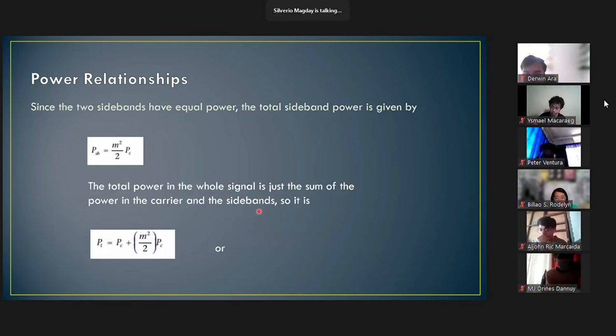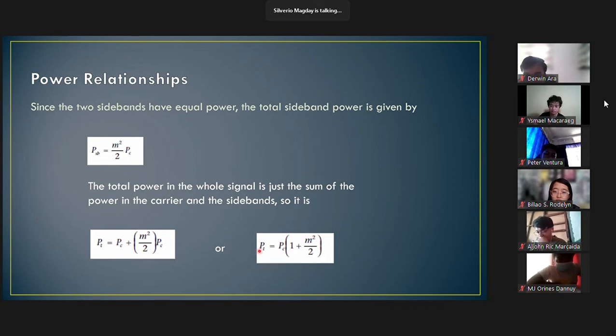Total power in the whole signal is just the sum of the power in the carrier and the sidebands. So as a result, in amplitude modulation, the two powers are combined. So this is the derived formula: it is PC times 1 plus M squared over 2 for the total power.